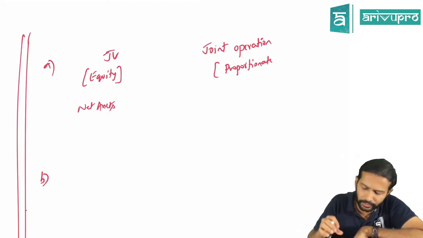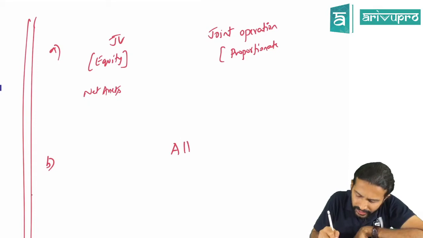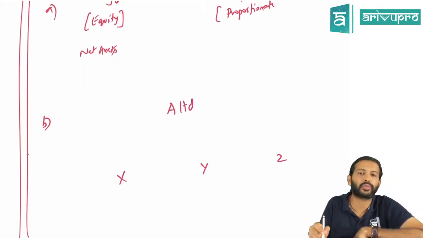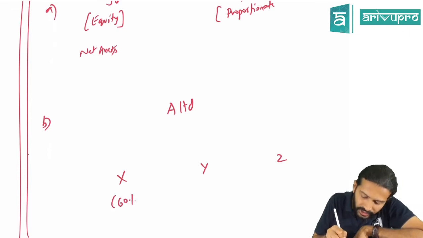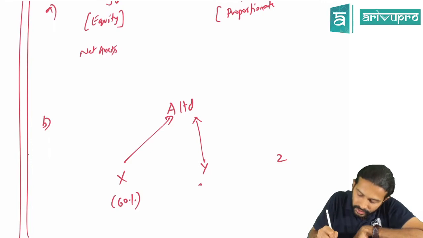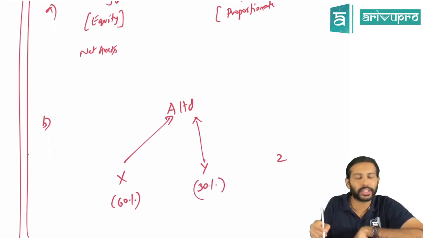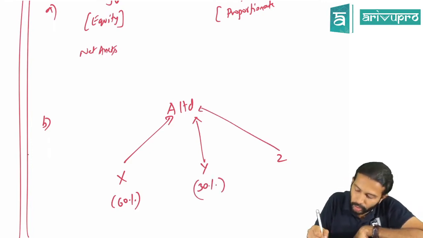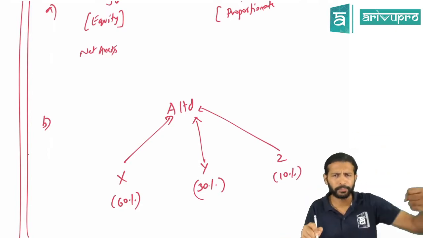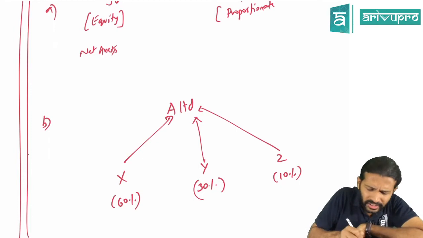Second one, let's take a further example. Same, let's say A Limited. One new venture is formed. Let's say there are three parties, X, Y, and Z. Let's say X has a 60% right over this A Limited. Y has a 30% right over this venture A Limited. Z has about a 10% right in this A Limited. It's a joint operation.